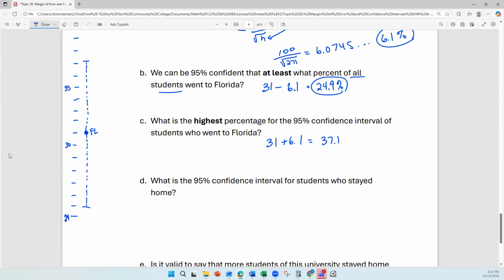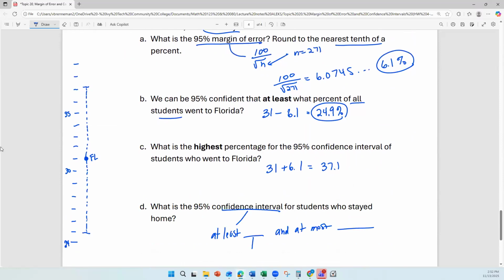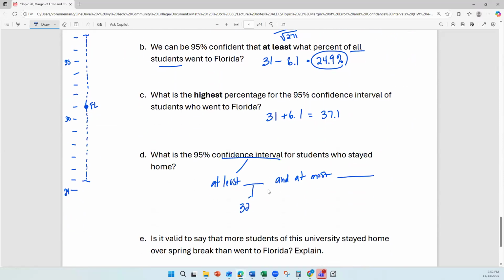Now, what's the 95% confidence interval for students who stayed home? Now it's just asking for the confidence interval. I need both the low end, so at least this, and at most this. So we're going to take students who stayed home was 32%. So I take 32 minus 6.1, which is 25.9, and 32 plus 6.1, which is 38.1.